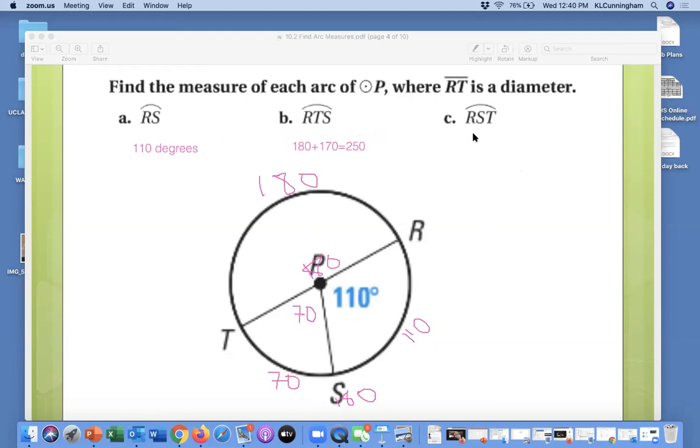For C, find the measurement of arc RST. That means start at R, go through S, end at T. So you're capturing 110 plus 70, so that's 180. That's actually a semicircle, 180 degrees.